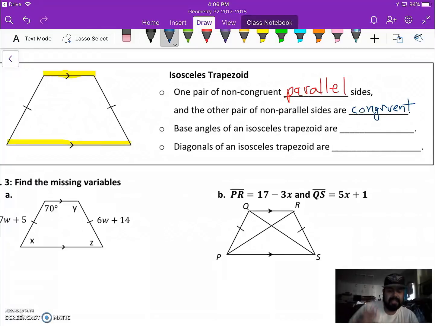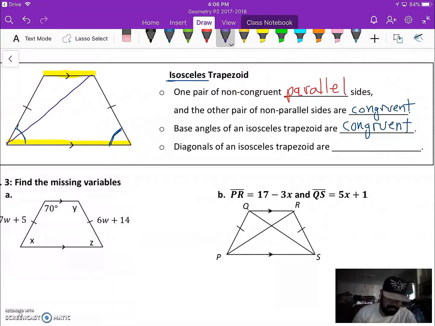Now, if you look at the base angles right here, we actually know that since this is an isosceles trapezoid, just like in an isosceles triangle, those angles are also congruent. So, one other thing to note. The diagonals of an isosceles trapezoid, these beautiful lines I'm about to draw here, they are also congruent.